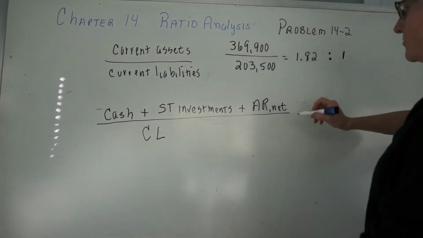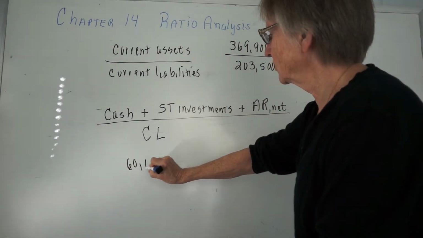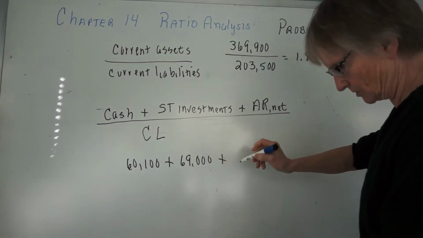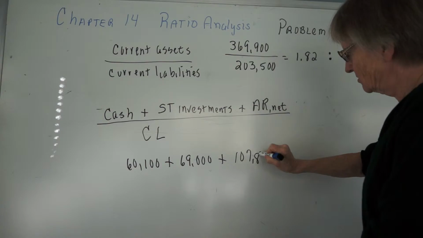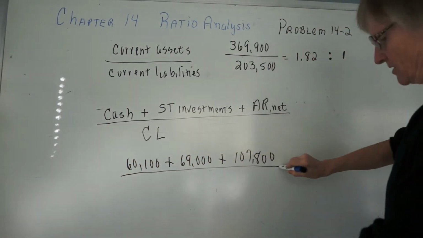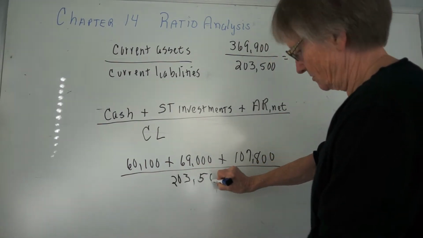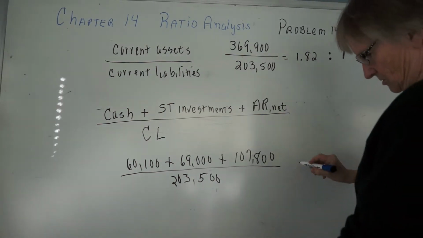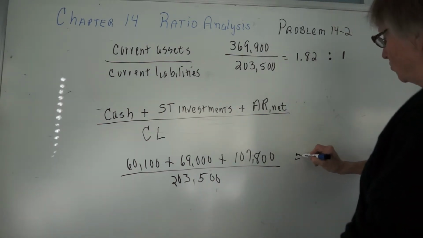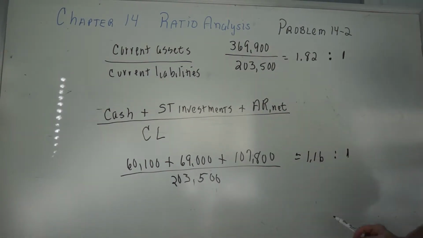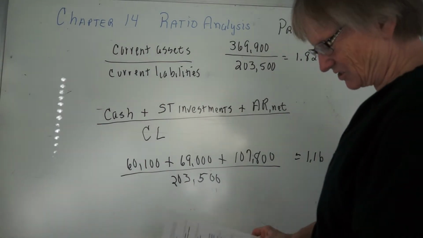So here you would have 60,100 in cash, plus your 69,000 short-term investments, which presumably can be sold, and the 107.8 of accounts receivable, divided by the same current liabilities of 203,500. And so you can see this comes out to 1.16 to 1. In other words, if you had to come up with the cash immediately, you have $1.16 for every dollar of liabilities that you owe. Okay, so that's the acid test ratio.